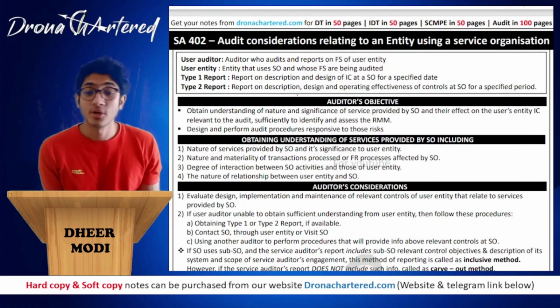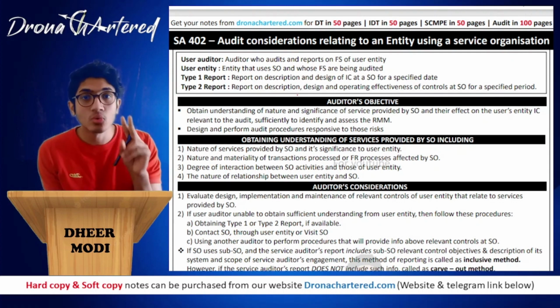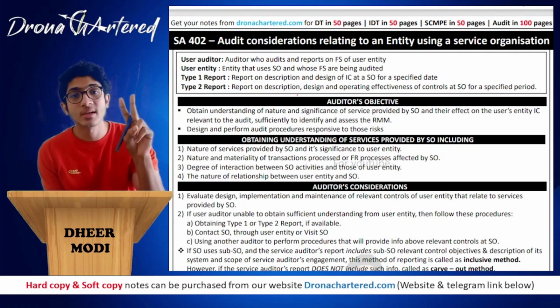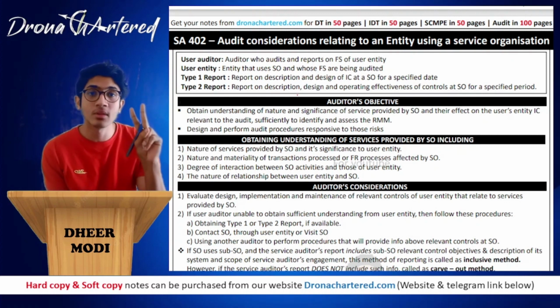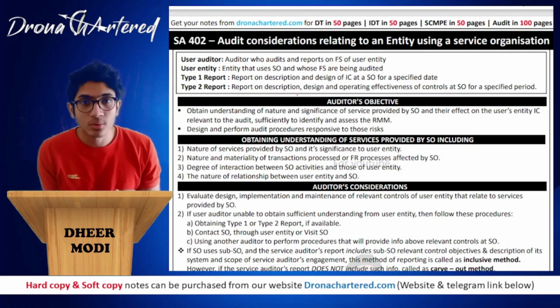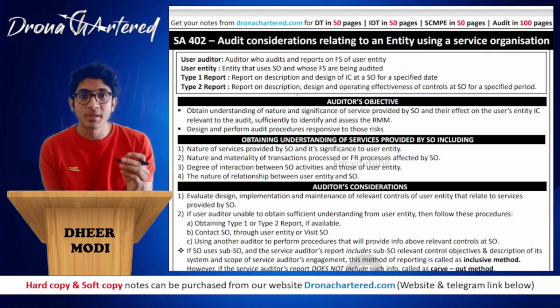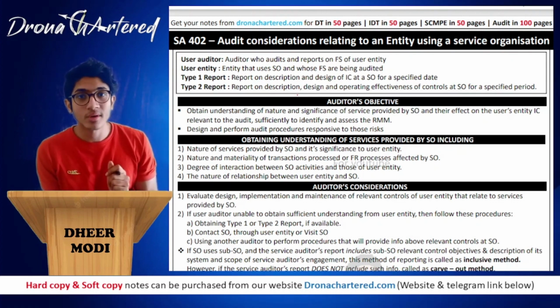Okay, so let's start. What does SA 402 talk about? SA 402 basically has two entities. One is your user entity, second is your service organization. Now the user entity is whose books of accounts you are auditing, and the service organization is the entity that provides services to the user organization.